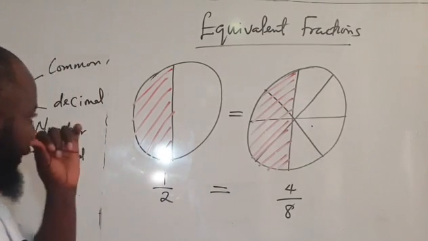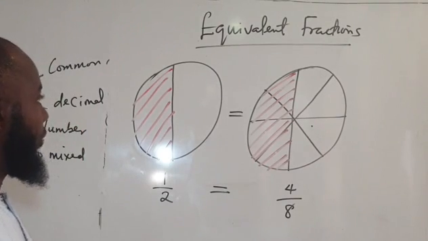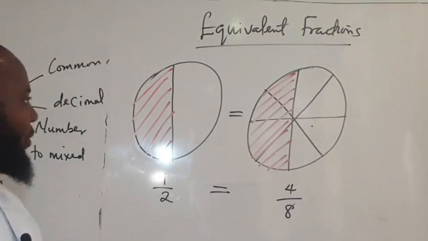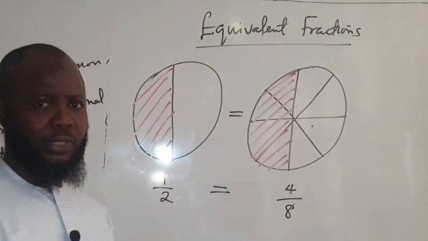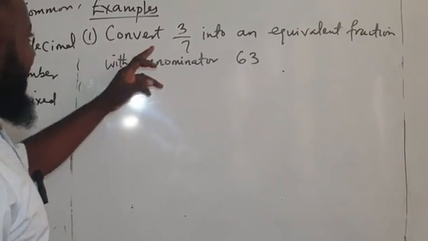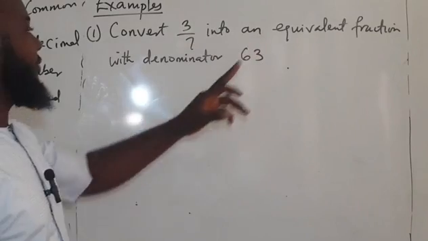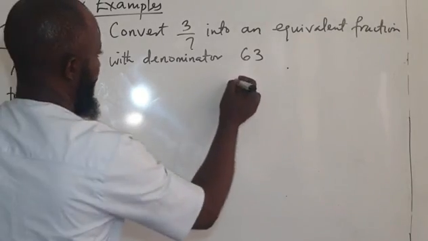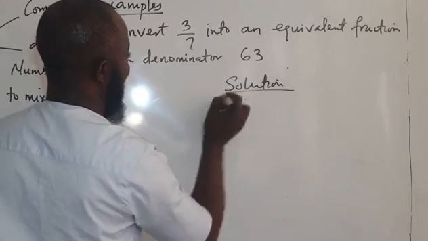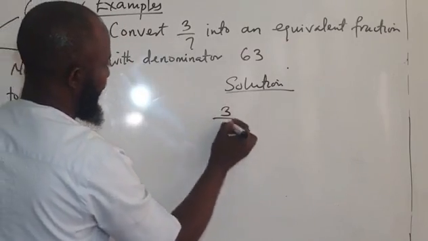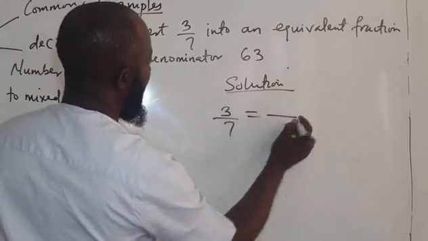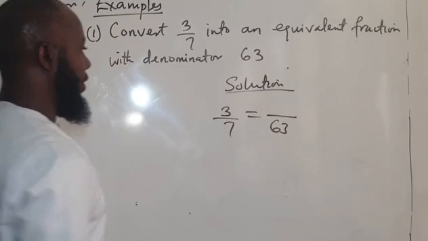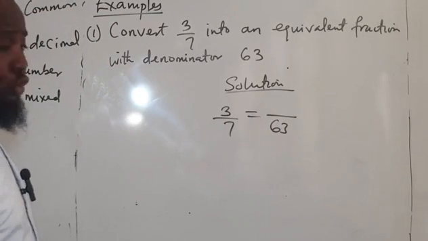Good. So if that is the case, let's now move into the ways questions can fall. Let's look at examples on how we can tackle questions on equivalent fractions. Is that clear? First example here. Convert 3 over 7 into an equivalent fraction with denominator 63. So what does that mean? So it means that these 3 over 7 must be equal to a denominator of what? 63. So we are now looking for the value of this numerator. So what will be the value of the numerator?